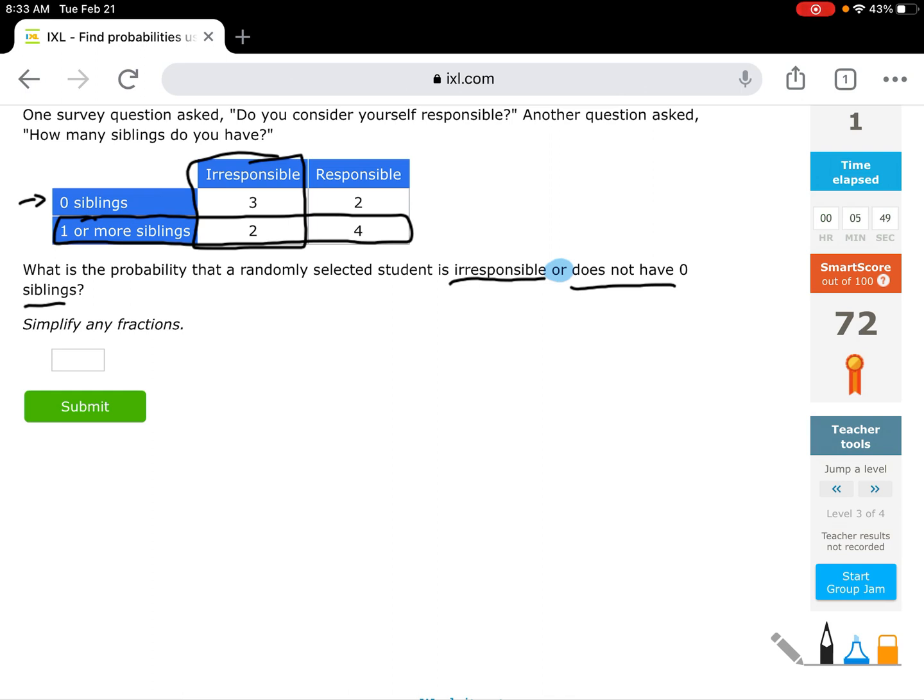So let's look at this. How many students are irresponsible? Let's see, 5. And how many students do not have 0 siblings? That would be here, which is 6. Okay, so that's going to be out of how much? Well, if we add all these up, this is going to be 11 students total.